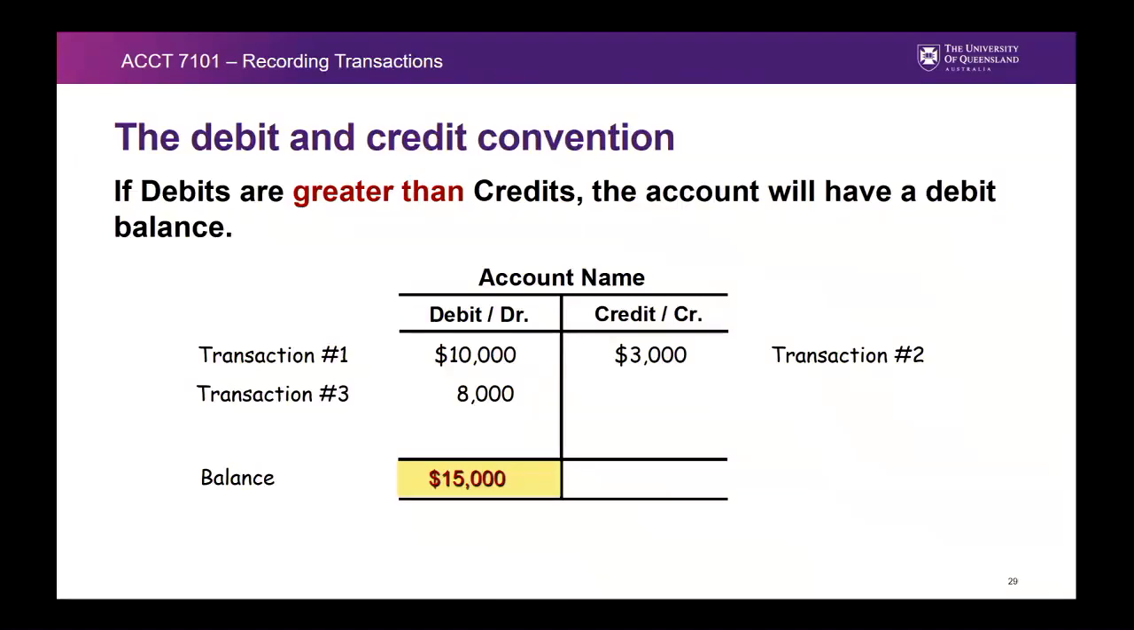And this is an example where the debits are greater than the credits. So it will have, in this case, a debit balance. So that's at a particular point in time. Could be any point in time. It's often at the end of the financial period, which we'll look at in more detail next week. Okay, any questions so far?